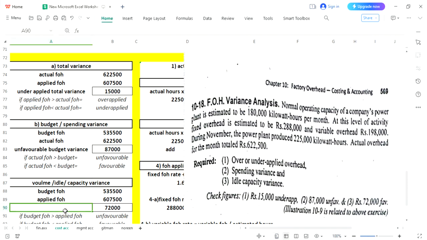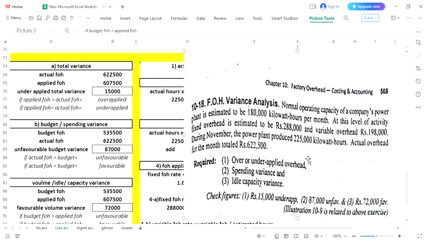Okay, that's all right. Now it's time to conclude whether it is favorable or unfavorable. For that, you will be focusing upon budget only. If budget is more or less. Budget was 53 and applied is 60. It means budget is less. Since you are arranging less budget, it will go favorable. So it is favorable volume variance or capacity variance, which is 72,000. We have concluded it as favorable. You can see over here in your answer FAV is written. That means it's favorable as well.